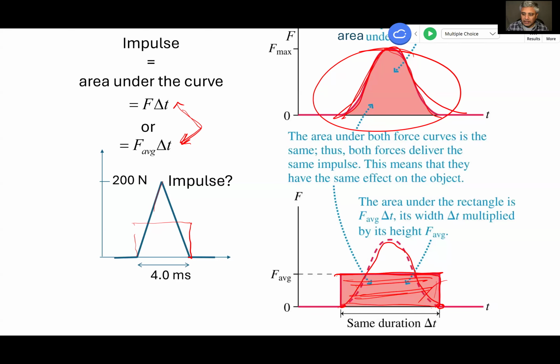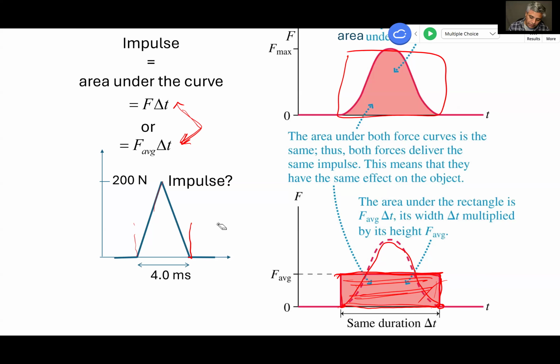Okay, folks, welcome back. So we are talking about how the area under such a bell curve is the same as the area under the rectangle made by the average force. To verify that, I am going a slightly different route here. I'm looking at a triangle versus a rectangle made by the same time interval. For that, I have to have the average force. So what is the average force in this case?